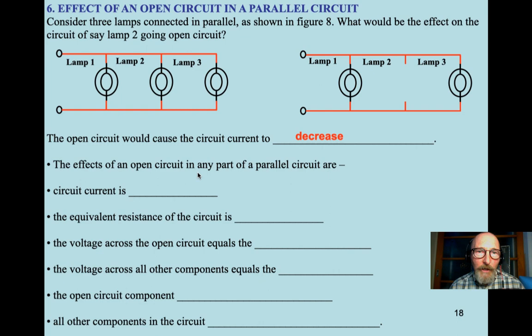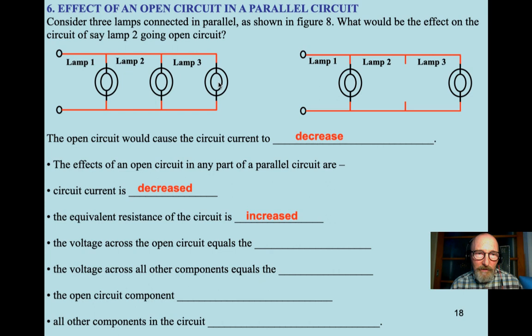The effect of an open circuit in any part of a parallel circuit is that the current is decreased and the equivalent resistance of the circuit has to be increased, because lamps are just resistors that glow white hot. So the more resistors that we have in parallel, the lower the resistance is. We remove some of those resistors out of the circuit, the resistance increases.